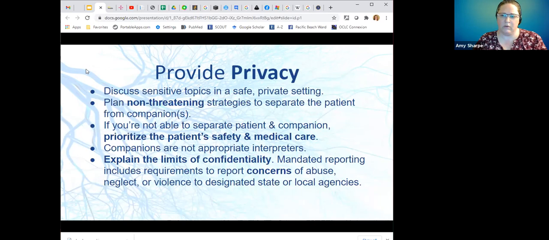Thank you. And with that, like the times that need to be reported are like when it's a minor, and that's even if it's concerns you can't prove something. If you have concerns that there's neglect or violence or exploitation happening, that's a mandated reporting situation, and the same with vulnerable adults.